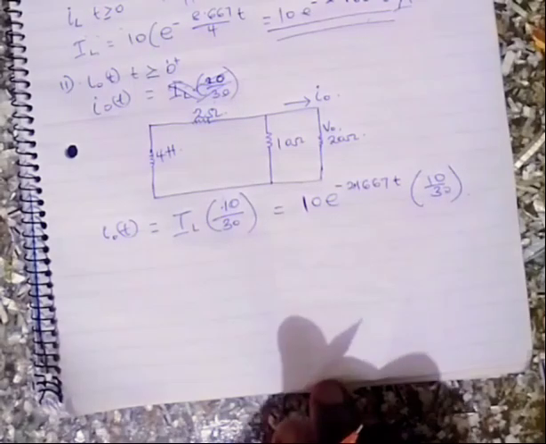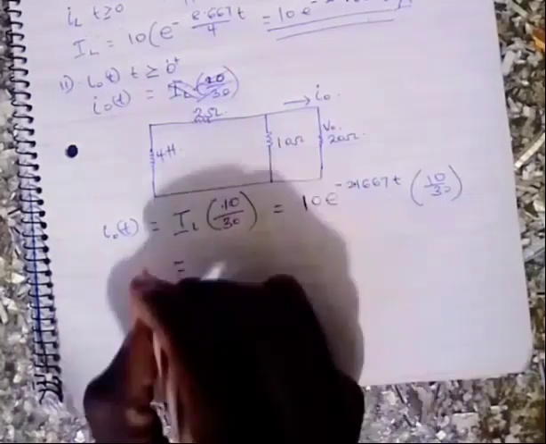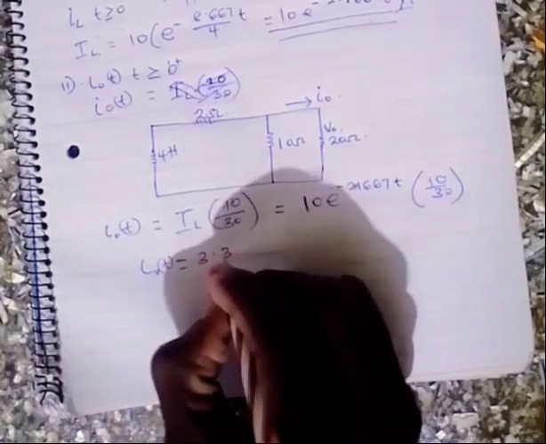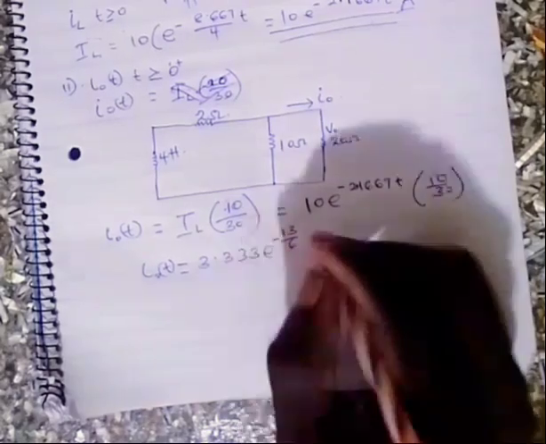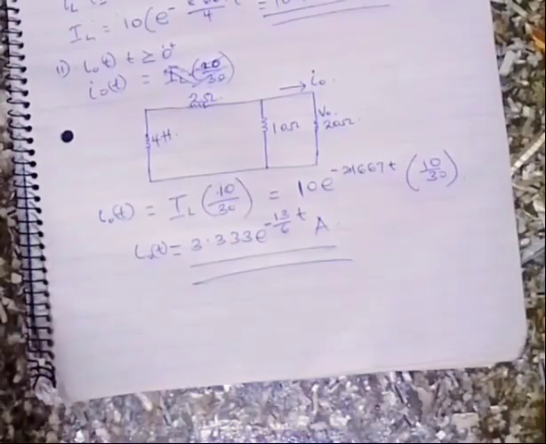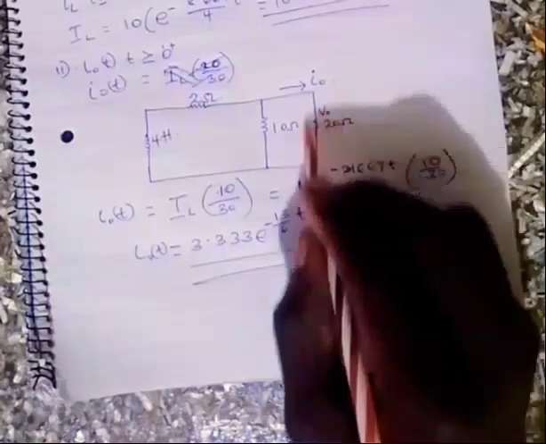At that particular point we'll be having I naught with respect to t as 3.333 exponential negative 13 all over 6t amperes. So this one will be the equation, or the totality, of I naught at the 20 ohm resistance. Then finding V naught, because we've been told also to find V naught at the 20 ohm resistor.